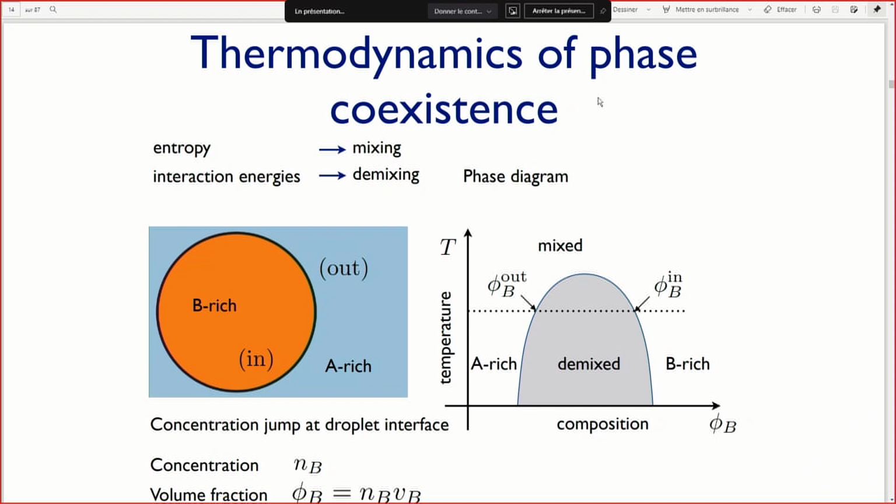And from this picture of having two coexisting compositions, there arises such a phase diagram, where there's a range of composition in which the initially homogeneous system demixes into coexisting phases. Here we have a binary system. There would be a B-rich phase and an A-rich phase that coexist.